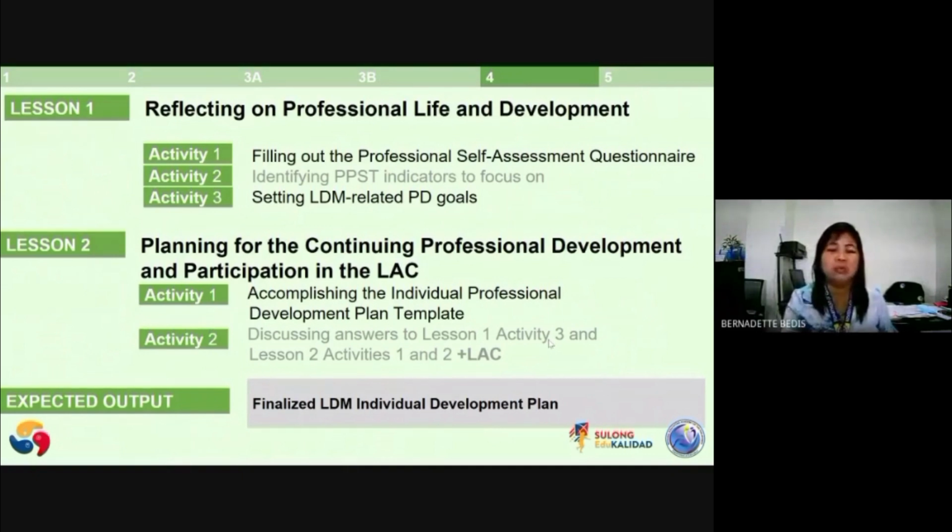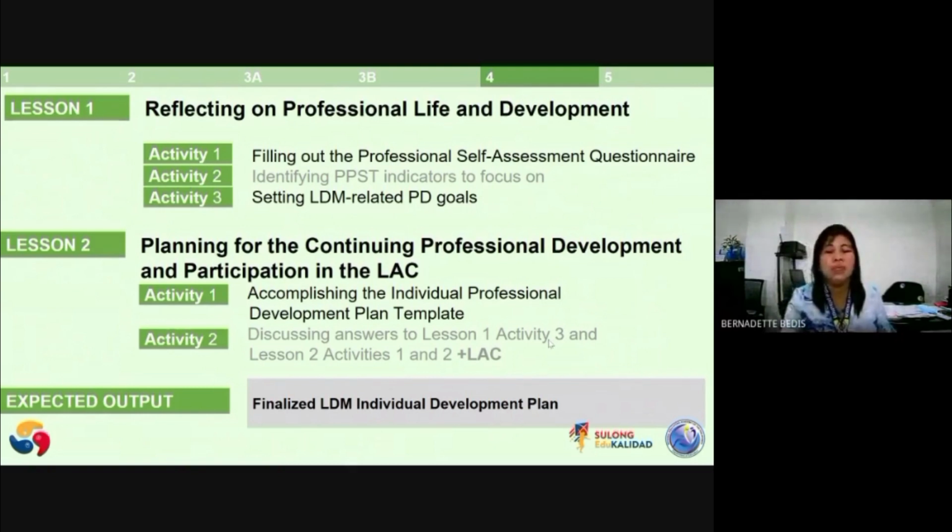It is composed of 3 activities. Activity 1 is filling out the professional self-assessment questionnaire. Activity 2, identifying PPSE indicators to focus on. Activity 3, setting LDM-related professional development goals.